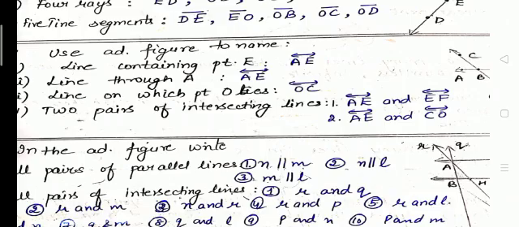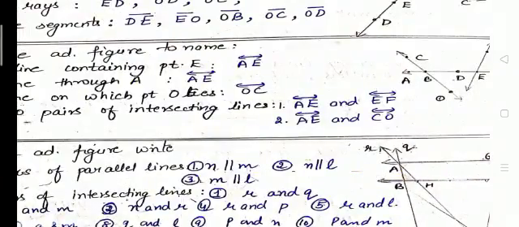Two pairs of intersecting lines, that means the lines which cross. Now let us see here which lines are crossing. So AE and EF, AE and OC.